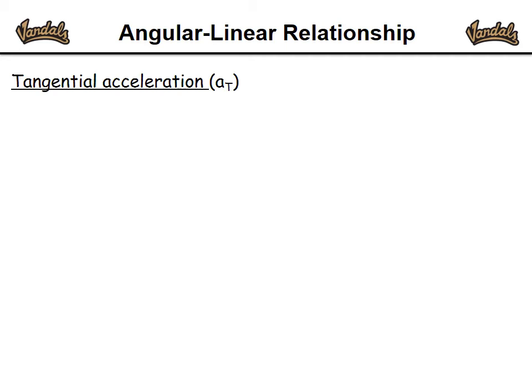Again, you have an A and a T, okay? This looks a little different because, again, this is not italicized. It's just the type of lettering I have. So it's A sub T. It's direction tangent to the curved path.